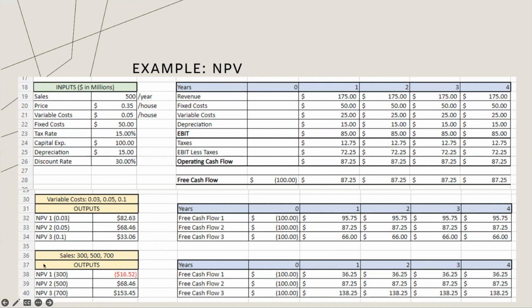However, if we perform the same sensitivity analysis with sales and say we had a bad year in sales and only sold 300 houses in a year, we would have a negative net present value, which would represent a bad investment to decision makers.